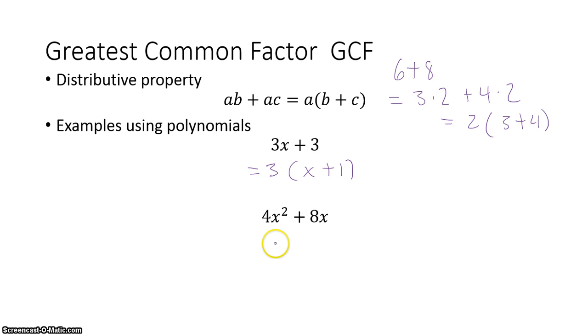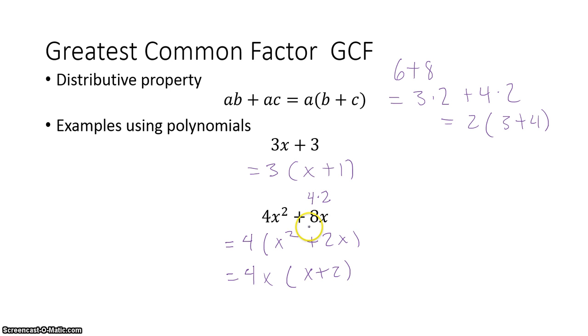How about 4x squared plus 8x? Well, each term has a 4 in it, also has an x in it. Now, notice the 4 because I can rewrite 8 as 4 times 2. So I can definitely take a 4 out. Let's start there. If I take a 4 out, I'm left with x squared plus 2x. Now, we're not quite done yet because we can do a little better. Still, we can factor an x off of each of these terms, leaving us with 4x times x plus 2.